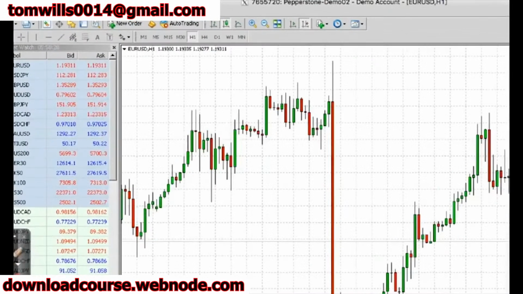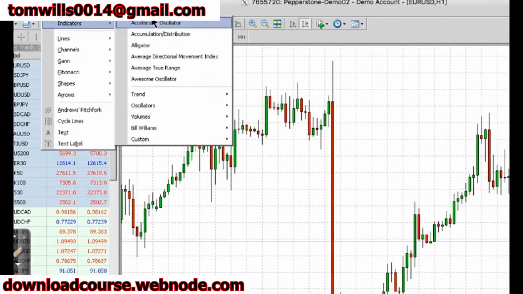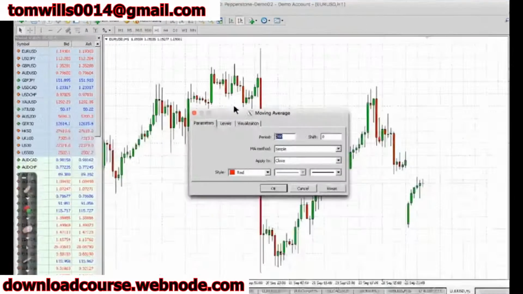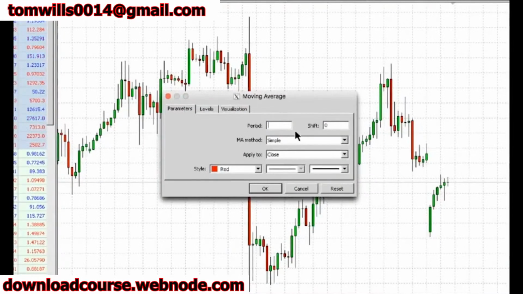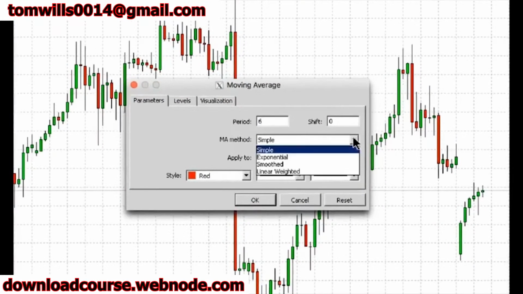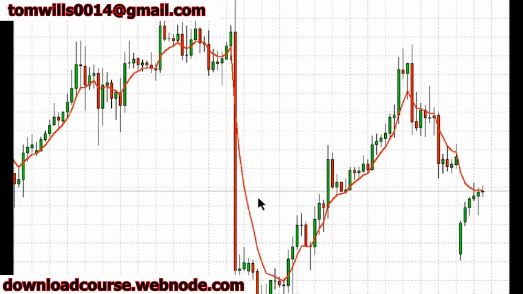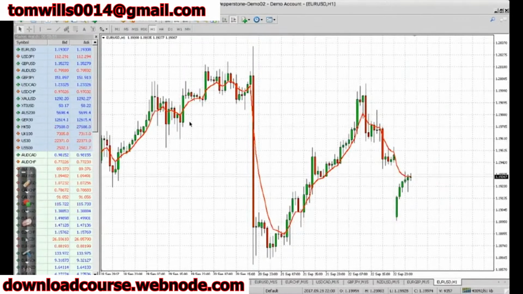Now I'm going to put in the moving averages. I'm going to insert indicators, trend, moving average. There we go. So we're going to put 4 moving averages. The first 3 are exponential, so I'm going to click on moving average. First one is going to be the 6 exponential moving average, 6 EMA, red, and I can click OK. Boom, there we go.